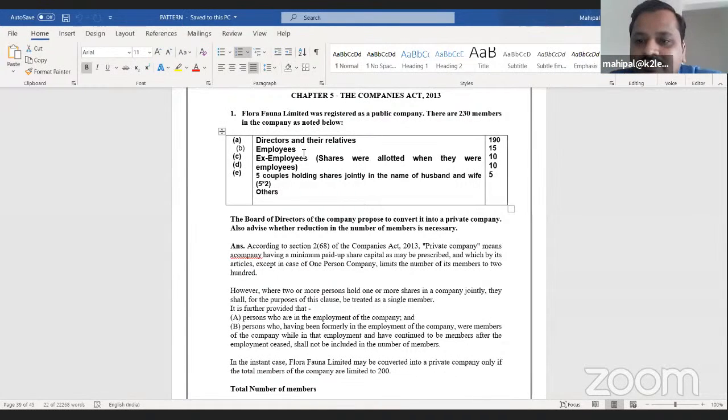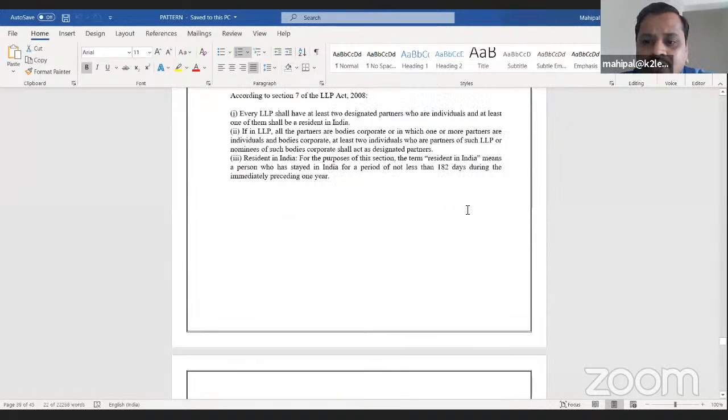Can we proceed? The second biggest chapter, or I would say the first biggest chapter, Indian Contract Act. Are you with me? Am I audible?